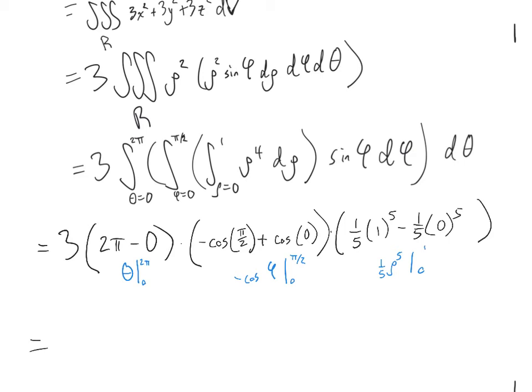So my final answer is 3 times 2 pi. Cosine of pi over 2 is 0, and cosine of 0 is 1. So I'm at 1 times, and then this is 1/5. So that was really not that bad. I end up with 6/5 pi.